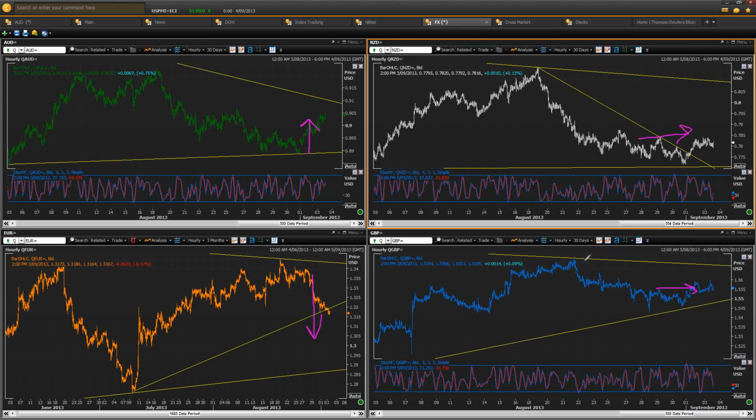Aussie's about 60, 70 points away from any major levels here. Sterling's and Euro's already gone through them. Sterling's 100 points from either side, and Kiwi here is right there in the middle of nowhere as well. So it's not ideal levels, but something we can work with.